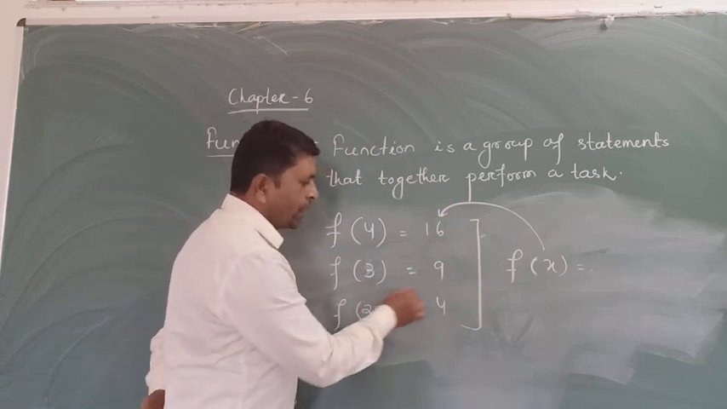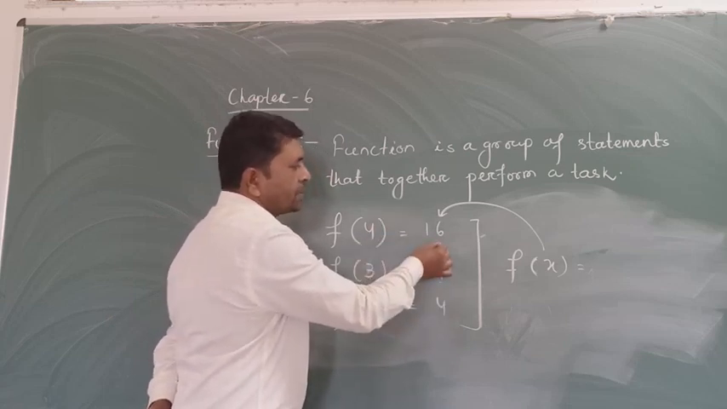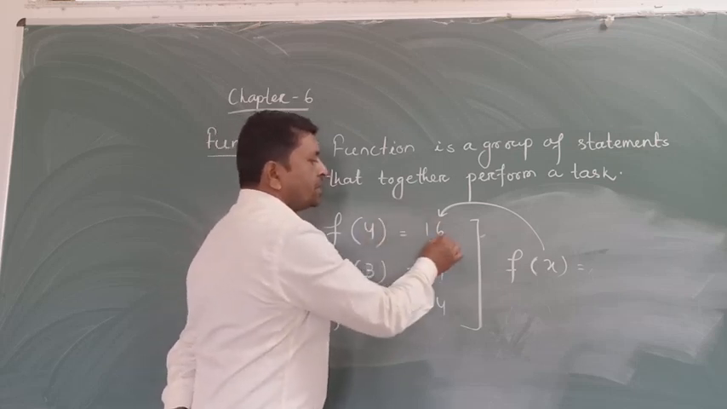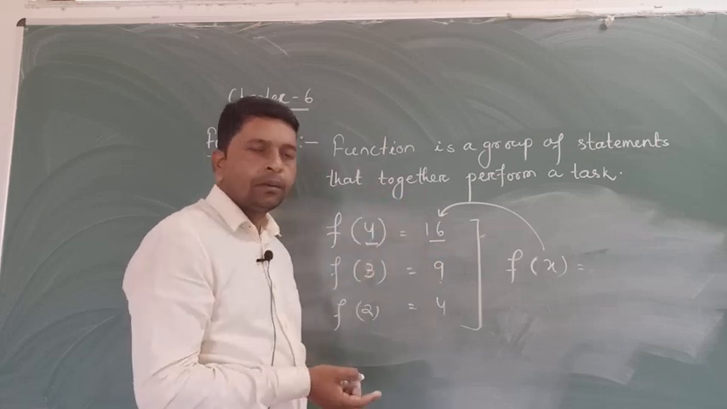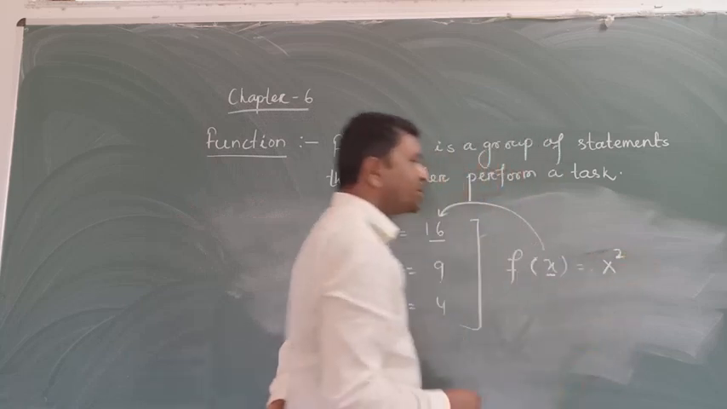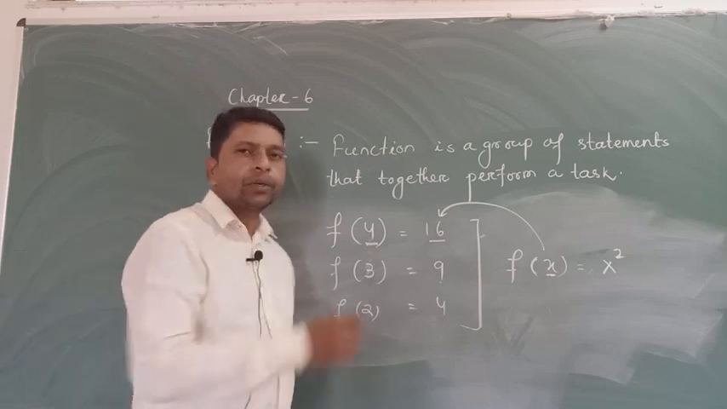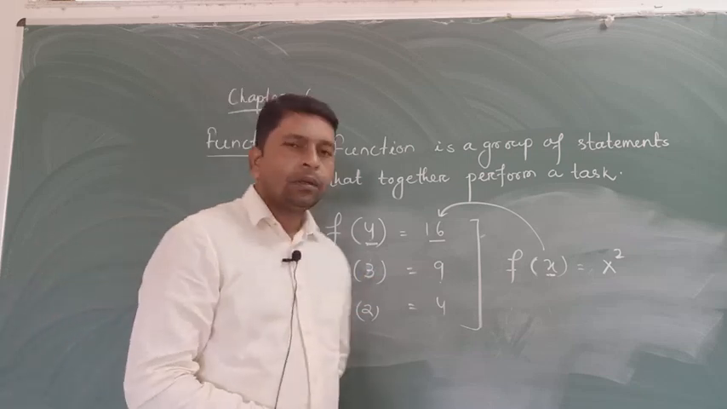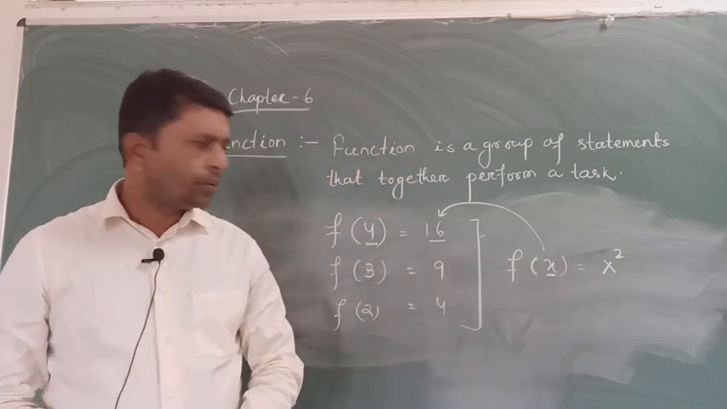2 square gives 4, 3 square gives 9, 4 square gives 16. Every argument is squared and then gives the result. So here I write that the argument is squared, x square. Like that, you can also judge the function, what the working is, what the main statement of a function is. Okay, thank you.